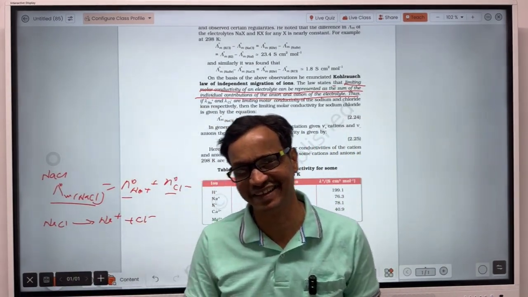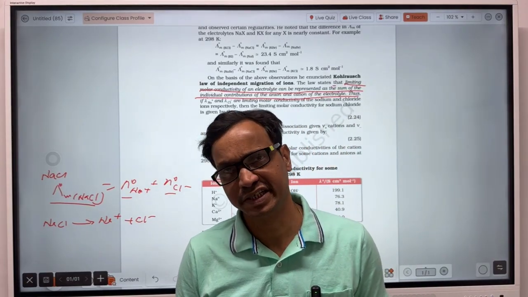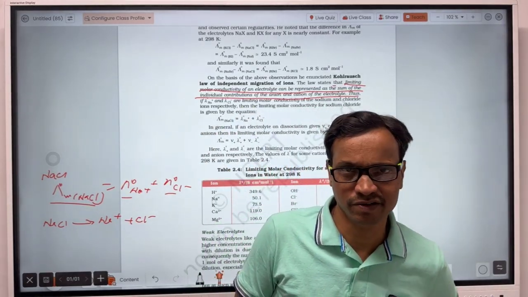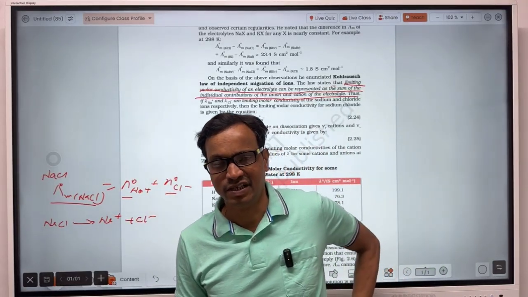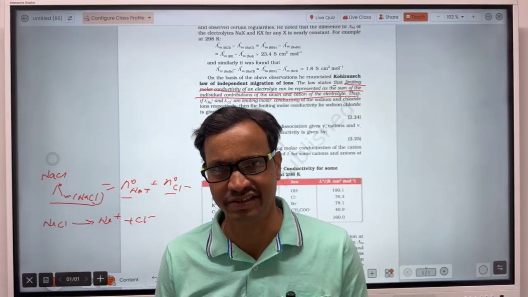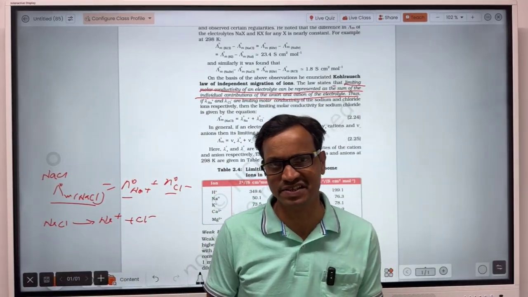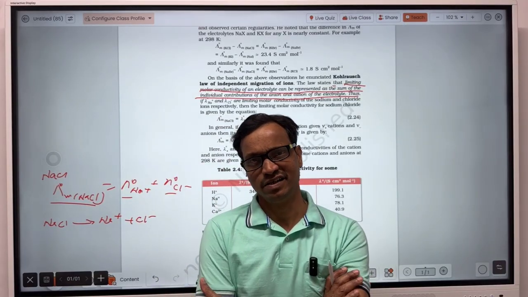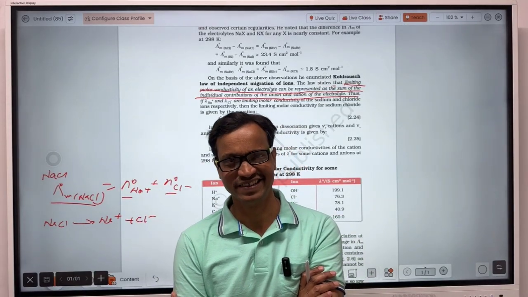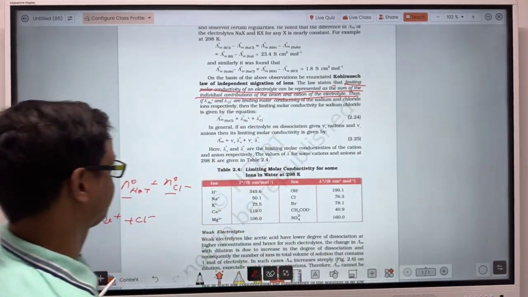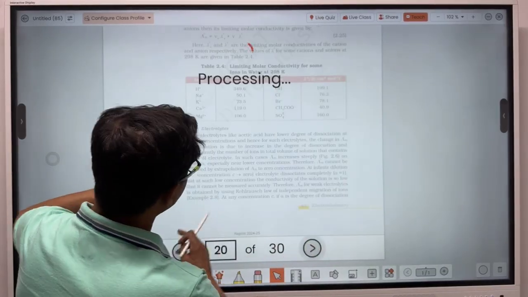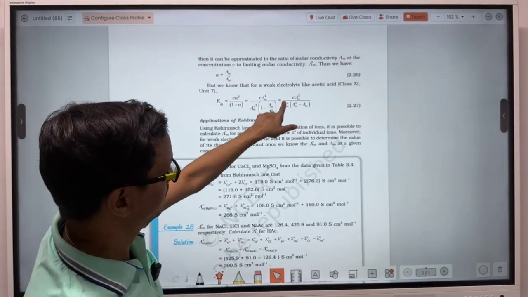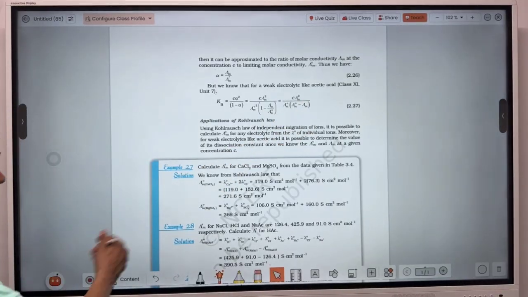That means you may also say that the limiting molar conductivity of any ion, that is either cation or anion, will not depend on the electrolyte from which that ion has been obtained. For a weak electrolyte, I have also calculated this one previously. You may refer there.